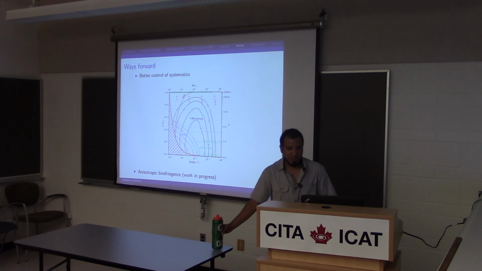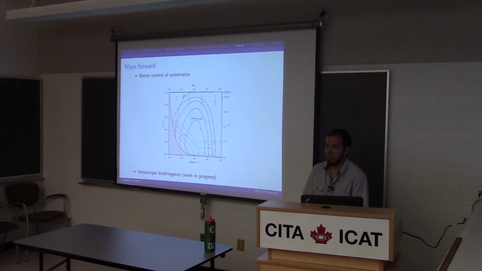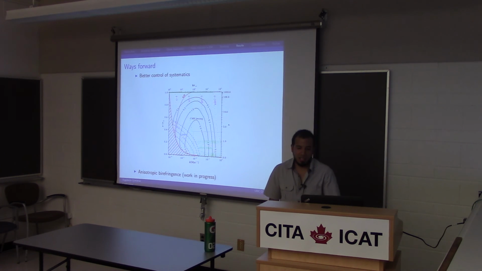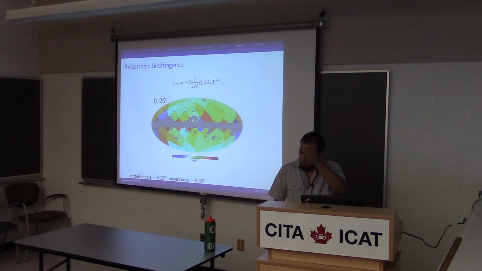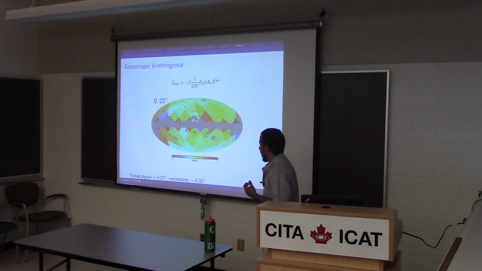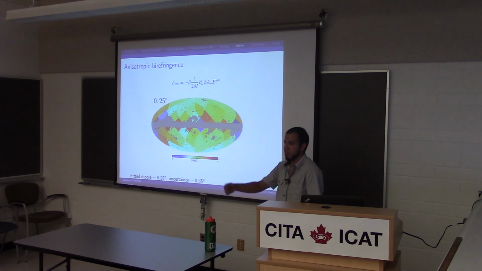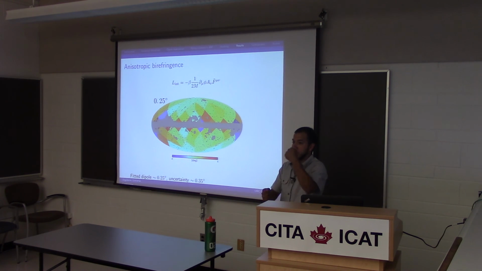The other way forward, though, is to look at anisotropic birefringence. This would be a scenario in which the angle of rotation depends on the direction of the sky. You would expect anisotropic birefringence if the source of it was some field. If it's some field, it has to be perturbed in some way. What the scale of that perturbation is, we don't quite know, but in principle, you would see this signal.